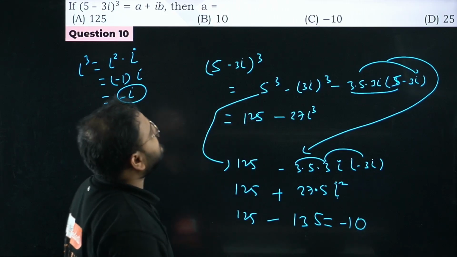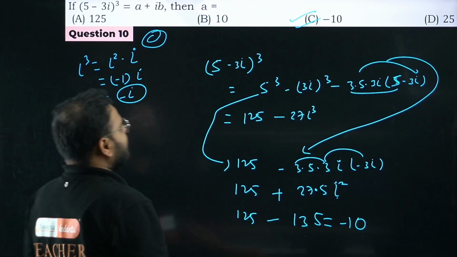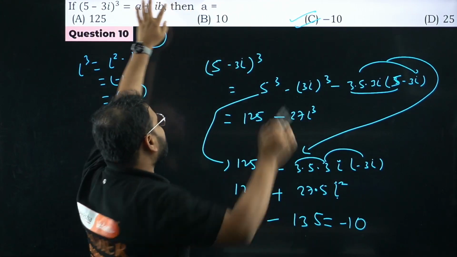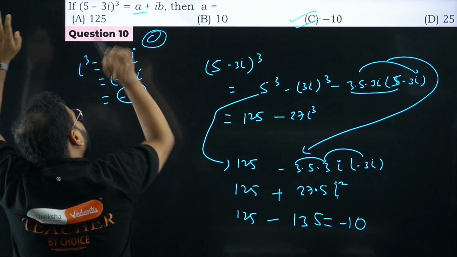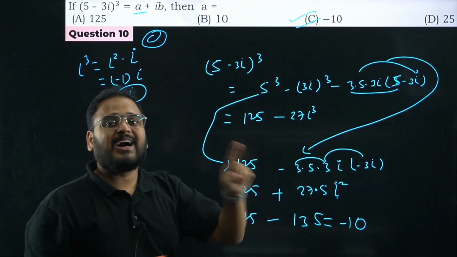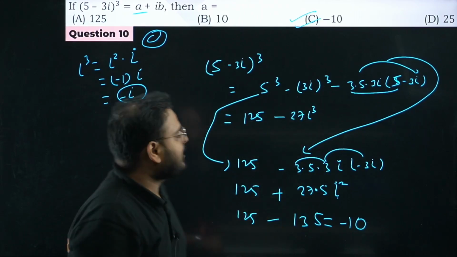Option is C. Please check. Why did I not check other numbers? Because they have i in it. I am looking for only the a value. What does a represent? The real part. a represents the real part. That's why I am looking for parts of the expansion without i. That's why I did not consider these two terms. Clear? Answer is minus 10.